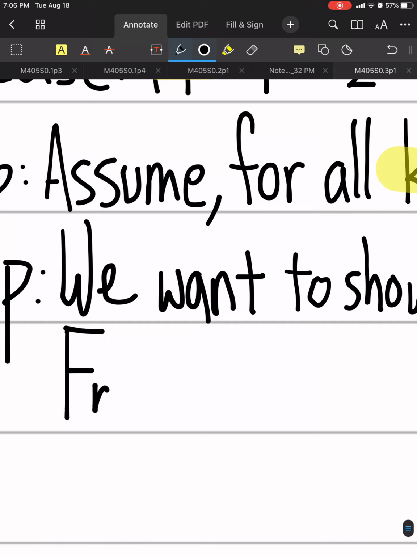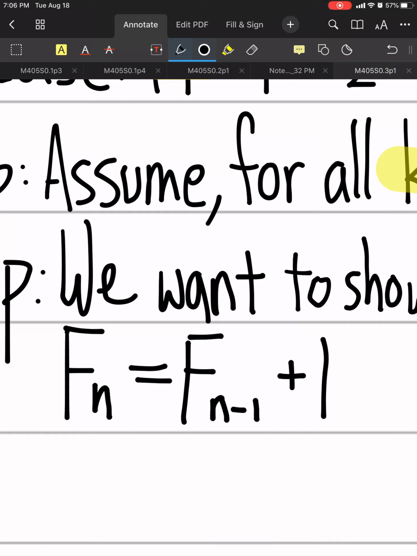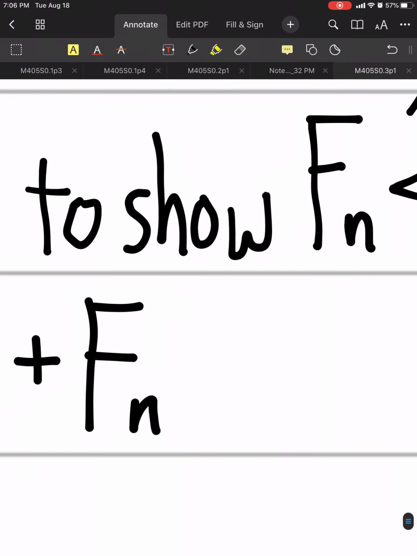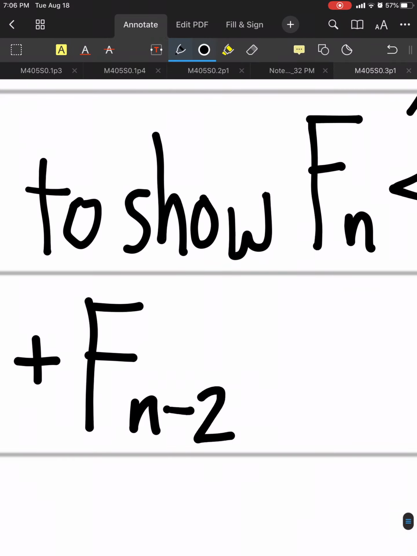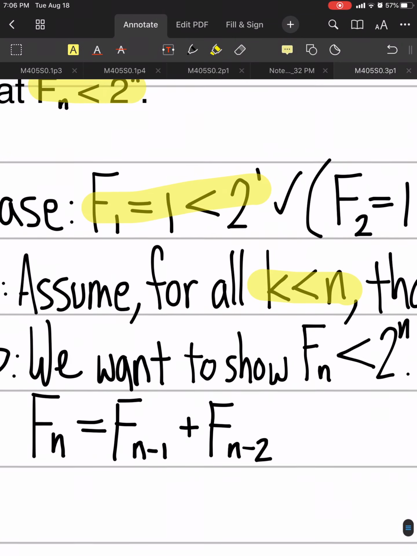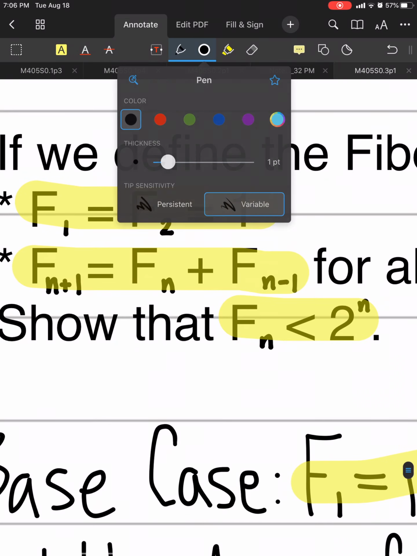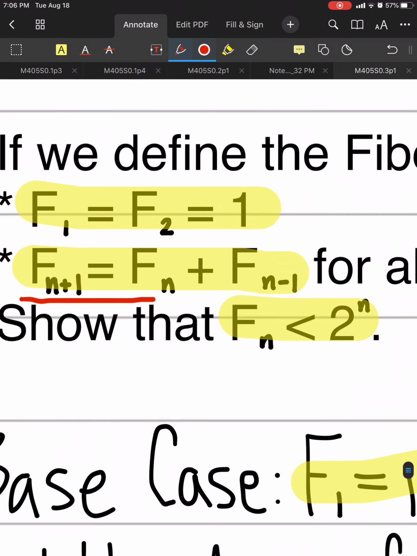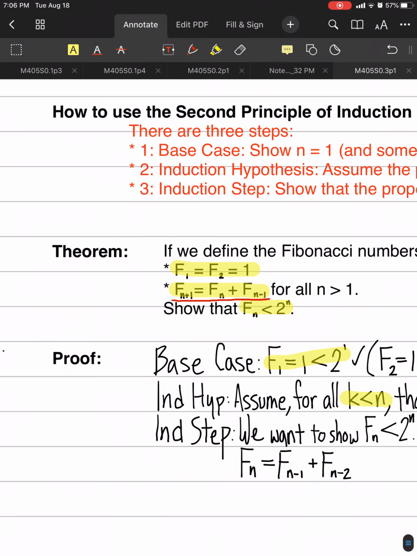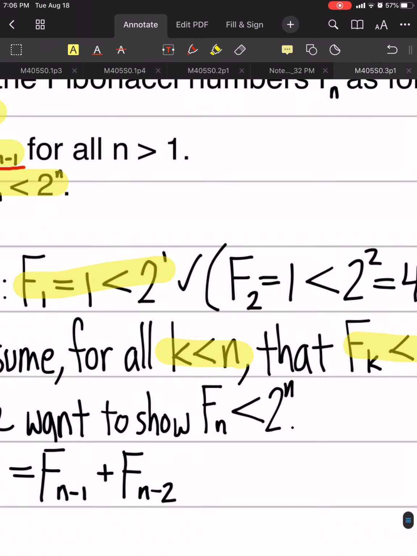So f sub n equals, we know by our rule for the Fibonacci numbers, f sub n minus 1 plus f sub n minus 2. That is from this statement right here. Obviously I had to adjust it because we don't have an n plus 1 subscript, but we're adding up the previous two, so we know that is true.